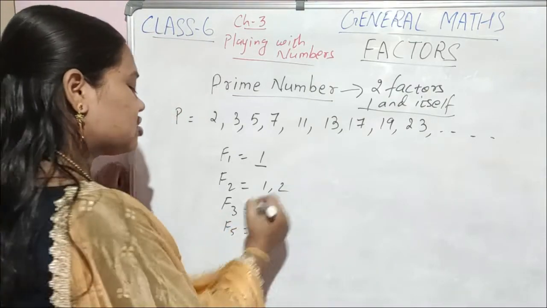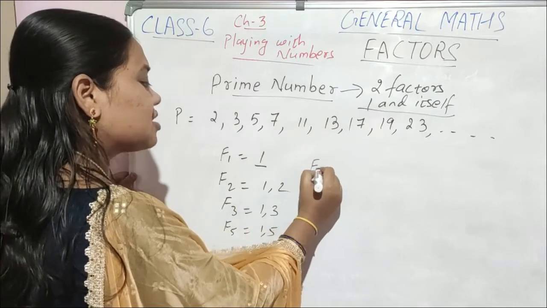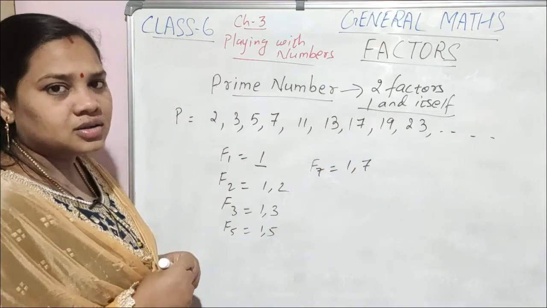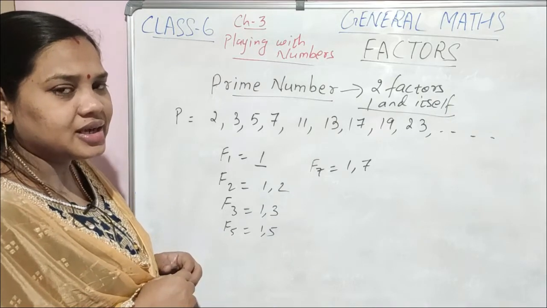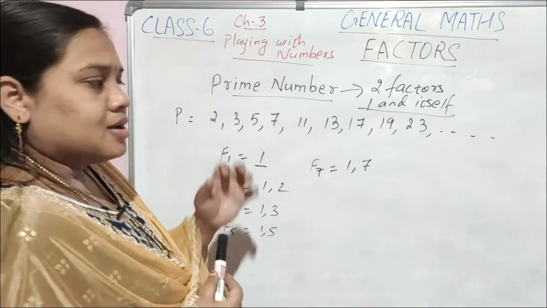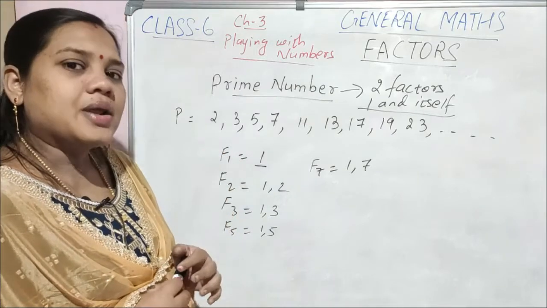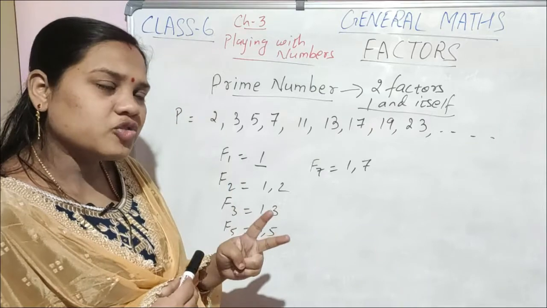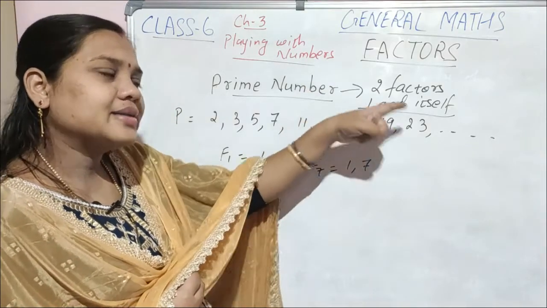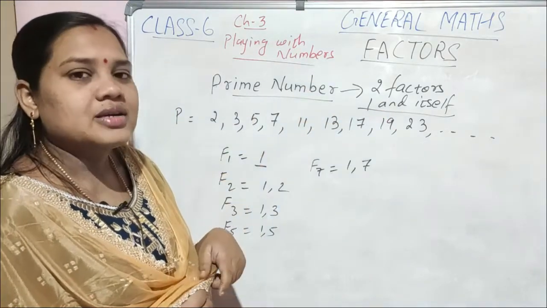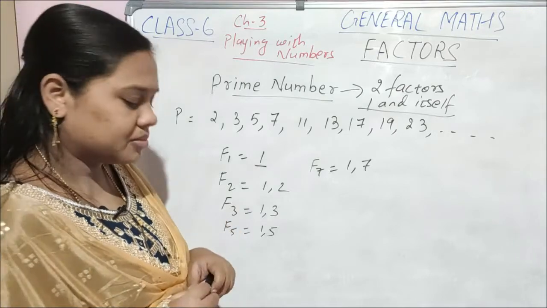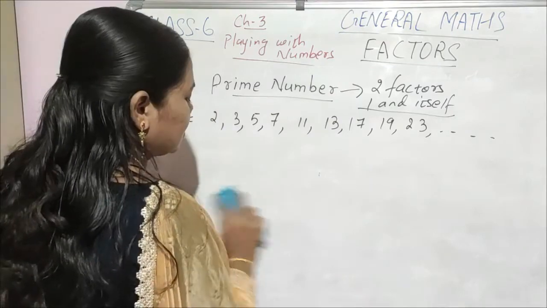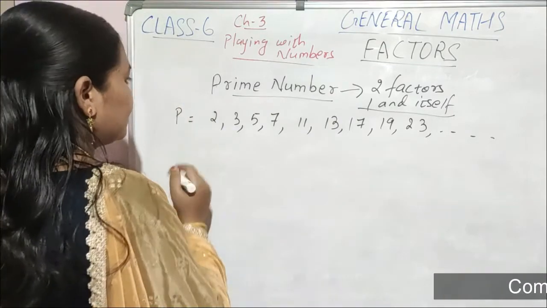Clear? Factors of 5, 2 factors. Factors of 7, 2 factors only, 1 and 7. Is it or not? So now I think you understood very clearly what a prime number is. A number is said to be prime when it has only 2 factors. What are those 2 factors? 1 and the number itself. That is called a prime number. Clear children?